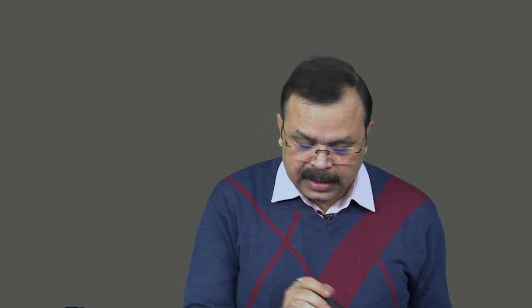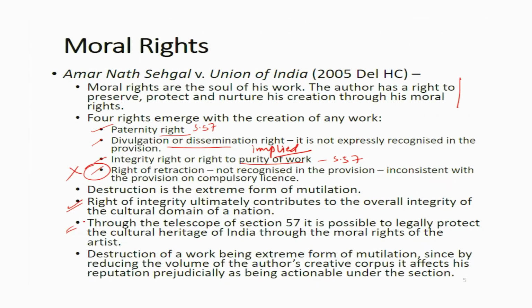So, moral rights can be used as a tool to protect the cultural corpus of individual authors, and that is how in longer run it can be used as a tool to protect the cultural corpus of this country. Court says through the telescope of section 57, it is possible to legally protect the cultural heritage of India through the moral rights of artists. It was also observed that destruction of a work being extreme form of mutilation, since by reducing the volume of author's creative corpus, it affects his reputation prejudicially, and this is actionable under this section. The case was decided in favor of Amarnath Sehgal, damages were paid, mural was handed over.